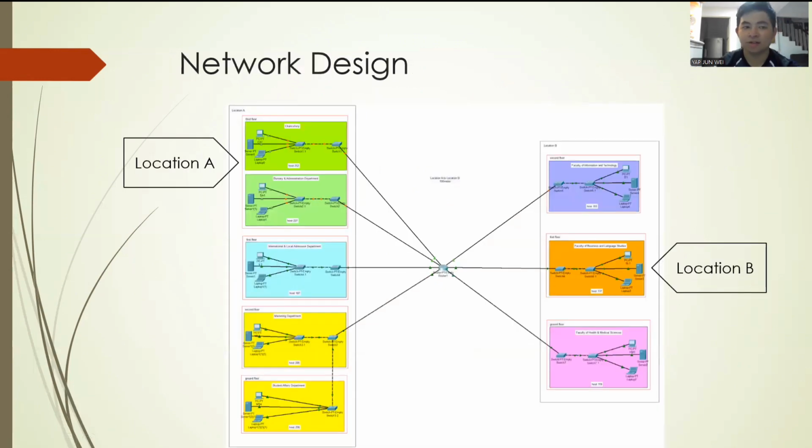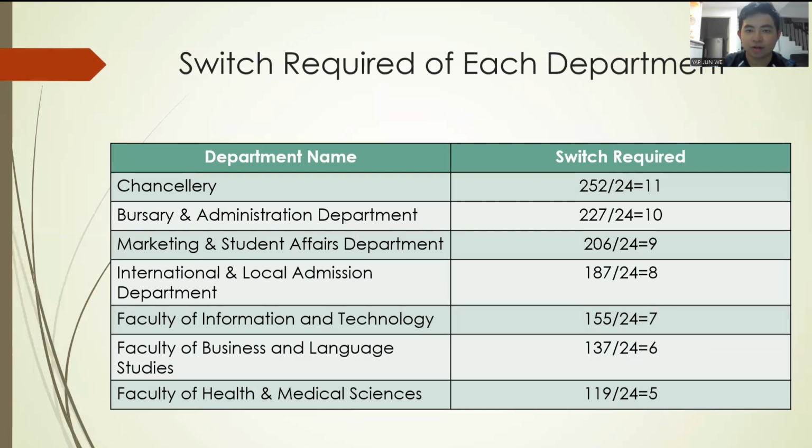So this is the network design. From location A, we have 4 floors. On the third floor, we have the sensory and the bursary and administration department. For the second floor, we have the marketing department, the first floor is the international and local administration department, and the ground floor is the student affairs department. For location B, we have 3 faculties listed in the table just now. The second floor is the Faculty of Information and Technology, the first floor is the Faculty of Business and Language Study, and the ground floor is the Faculty of Health and Medical Science.